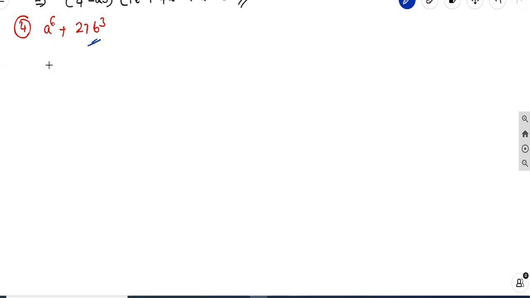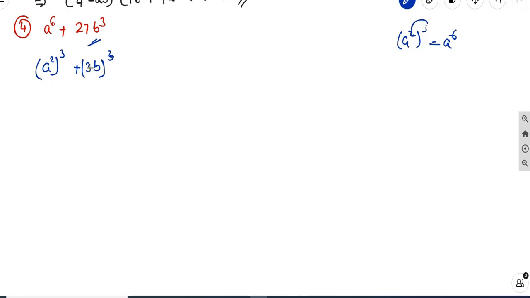So what will I do? I will write it as a square to the power of 3, which is nothing but a to the power of 6, that is 3 2s are 6. Now plus 27, I can write it as 3b whole cube, since 3 3s are 9, 9 3s are 27. So I can write it as 3b to the power of 3.